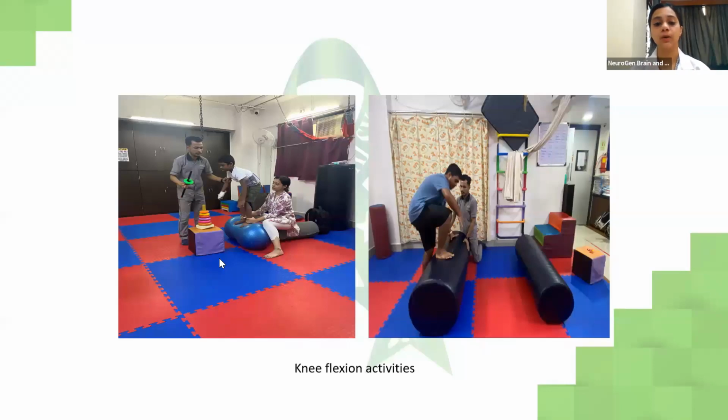You can give him a lot of side ball kicking, stepping up, stepping down, and a lot of side walking. That's how we will develop his hip abductor strength, which will in turn reduce the scissor gait.